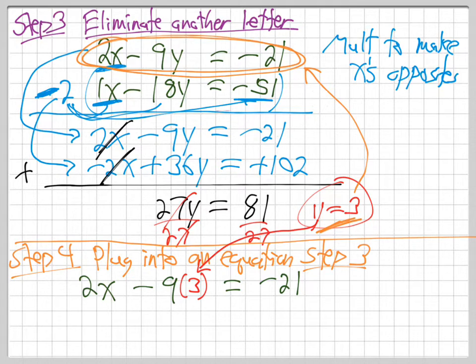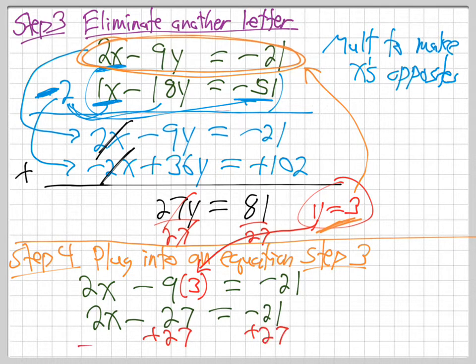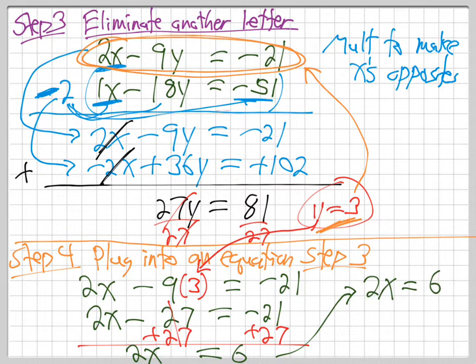And so what do we get? 2x minus 27 is minus 21. Add 27. 2x equals, what's that, 6. Bring it over here. 2x is 6. And then divide by 2. X is 3. So we got our second answer.